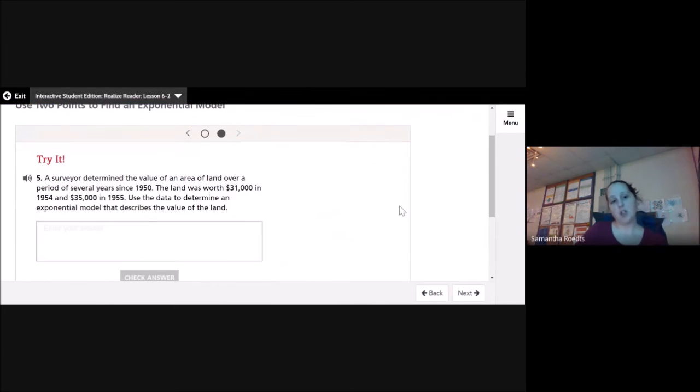All right, let's try it. A surveyor determined the value of an area of land over a period of several years since 1950. The land was worth $31,000 in 1954 and $35,000 in 1955. Use the data to determine an exponential model that describes the value of land. Okay. So our formula is y equals a times b to the x power. Right? So 1950. So we have 1954 and 1955. Those are my 2 consecutive years.